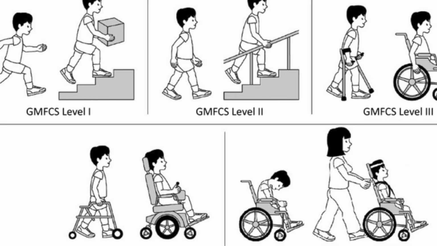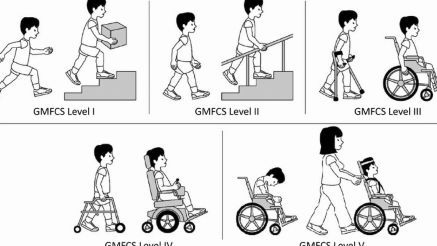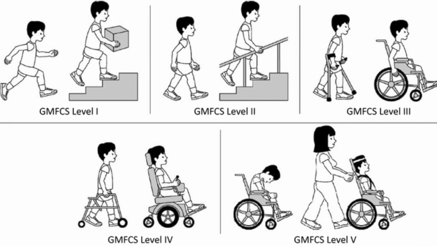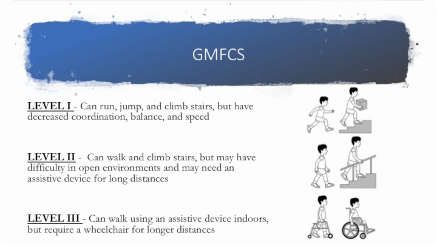Because the severity of the disease differs from person to person, cerebral palsy is often graded using the Gross Motor Function Classification System, or GMFCS, which has levels 1 through 5. Level 1 can run, jump, and climb stairs, but they have decreased coordination, balance, and speed. Level 2 can walk and climb stairs, but may have difficulty in open environments and may need an assistive device for long distances. Level 3 can walk using an assistive device indoors, but may require a wheeled device such as a wheelchair for longer distances.